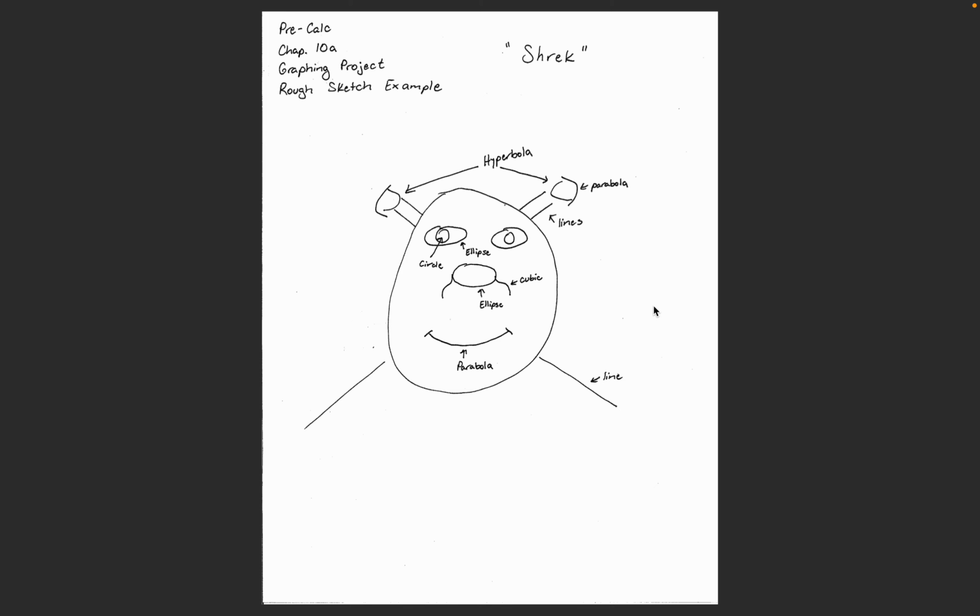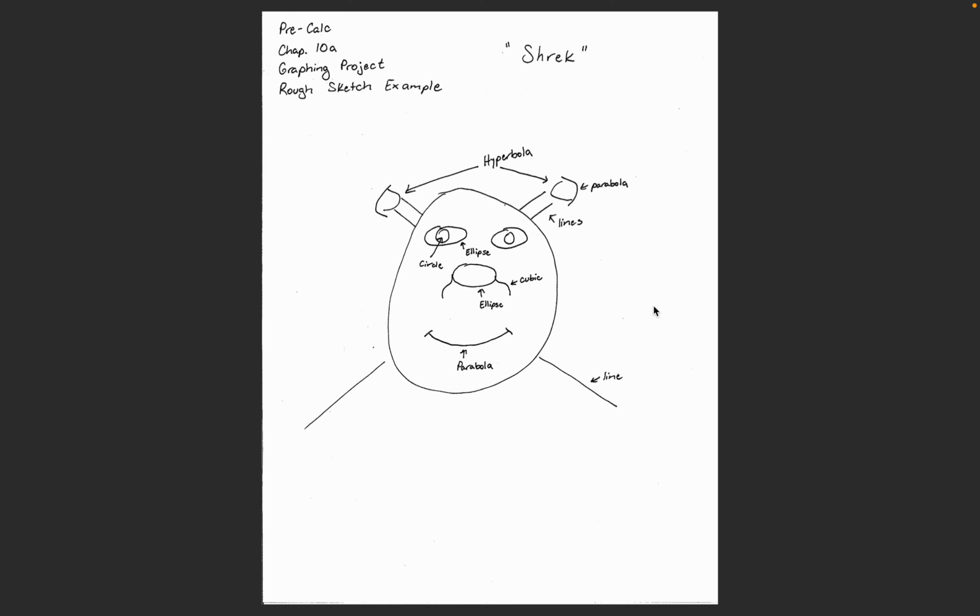But what I want you to notice is that I thought through how I could use each type of conic section. I think the hyperbola can be the trickiest one to determine. It's easy to throw in circles and ellipses and parabolas. The hyperbolas for me are up in Shrek's ears, or whatever those things are coming off his head, right? Then I use parabolas to close those off. You can see ellipses and circles for his eyes and some other places.